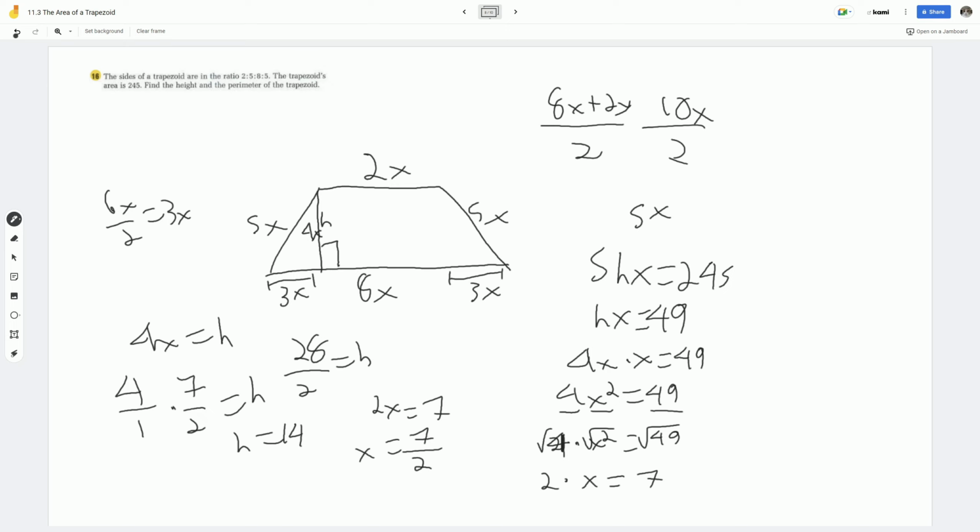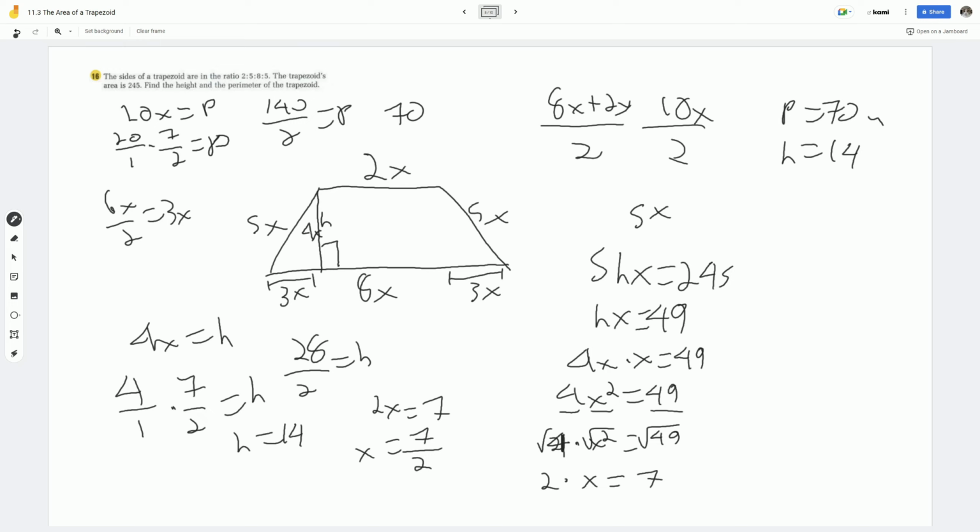And for the perimeter, we can just add up each side, which is how you find the perimeter. So 8x plus 2x, which is 10x, and 5x plus 5x, which is 10x. 10x plus 10x is 20x, which will give us the perimeter. 20 over 1 times 7 over 2 equals the perimeter. 140 over 2 equals the perimeter. And 140 over 2 is 70, so the perimeter is 70 units and the height is 14 units. This is our answer.